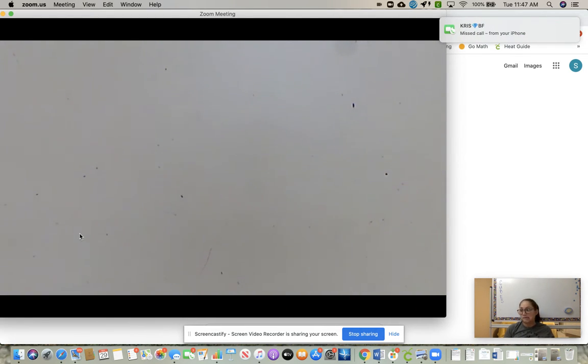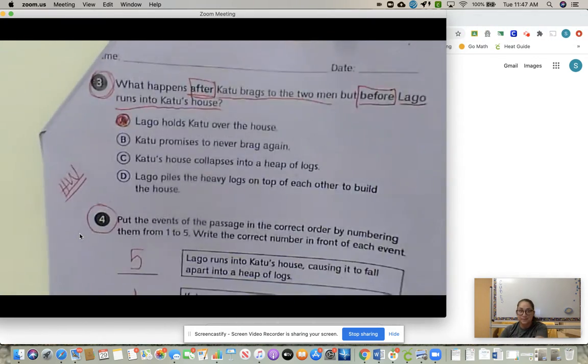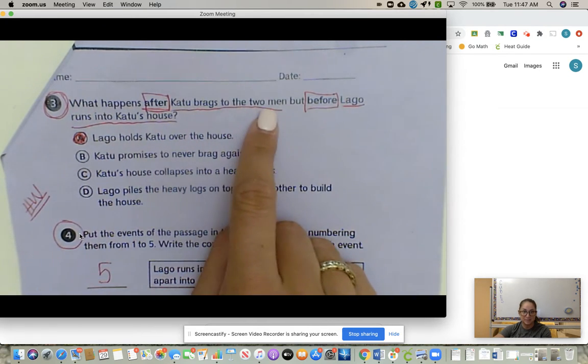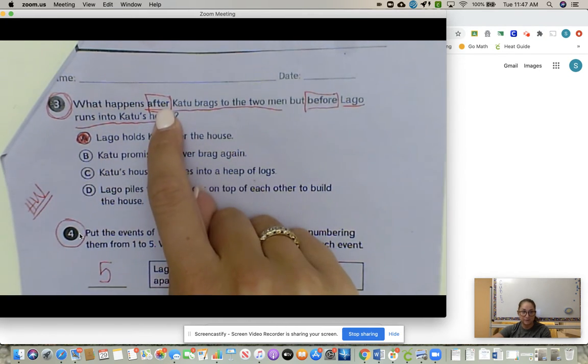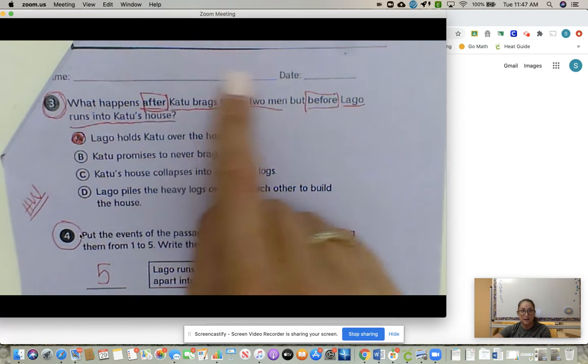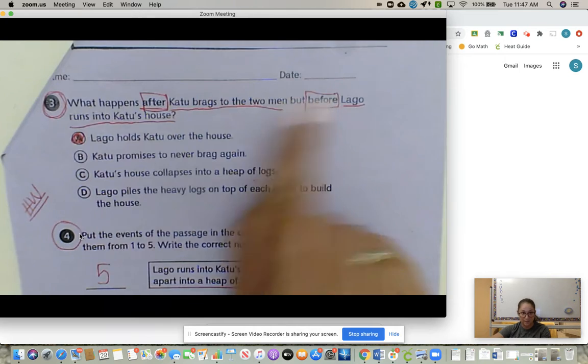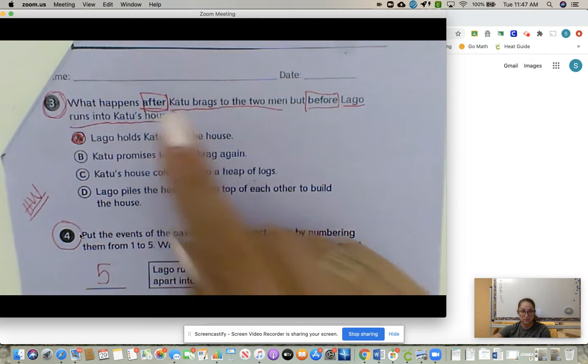You are already going to see the answers, so let's go over it. Question 3. What happens after Cat 2 brags to the 2 men? So we're looking for an event that happens after the bragging, but before Lago runs into Cat 2's house. So what we did is we went back to the story. I want you to always go back in the story, never guess. I need to find where he brags to the 2 men, because it's going to happen after that.